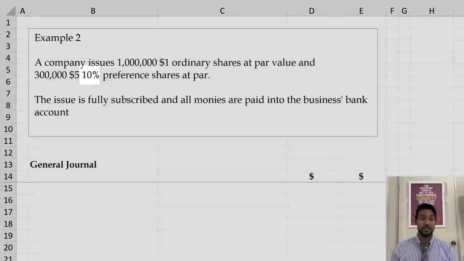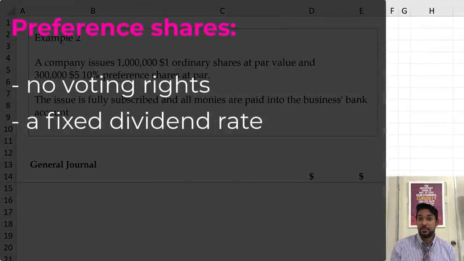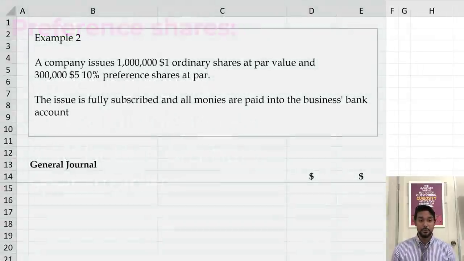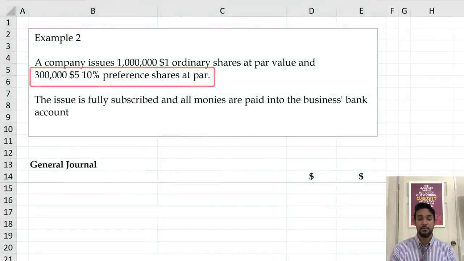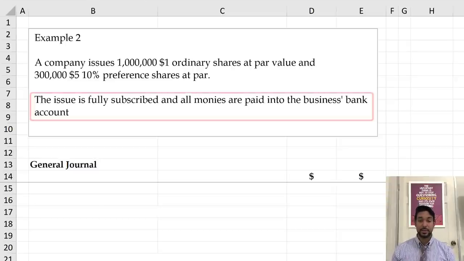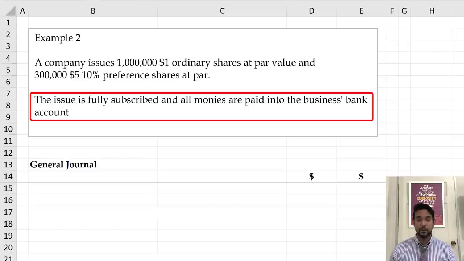So preference shareholders have no voting rights like ordinary shareholders, but they receive a fixed rate of dividend every year once dividends are declared, and they are paid before the ordinary shareholders. So we are issuing $300,000, $5, 10% preference shares. The $300,000 is the number of preference shares. The $5 is clearly what? The par value. And the issue is fully subscribed, which means all the shares were bought and all monies are paid into the business's bank account.